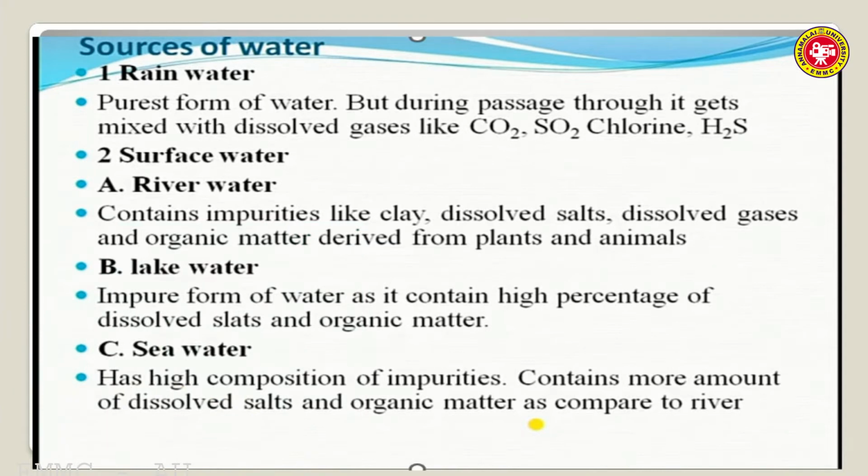We all know rainwater is the purest form, but during its passage it picks up dissolved gases like carbon dioxide, sulfur dioxide, chlorine, hydrogen sulfide, etc., and gets contaminated. If we talk about surface water, the first category is river water. It contains impurities like clay, dissolved salts, dissolved gases, organic matter, etc. Next is lake water. It is impure because it has a high percentage of dissolved salts and organic matter. If you take sea water, the highest salt content is there, and organic matter is also present in it.